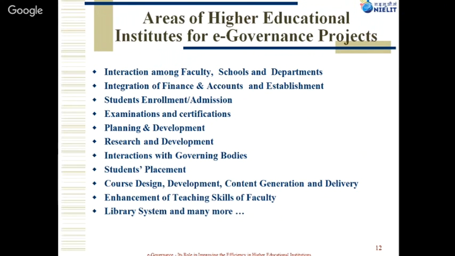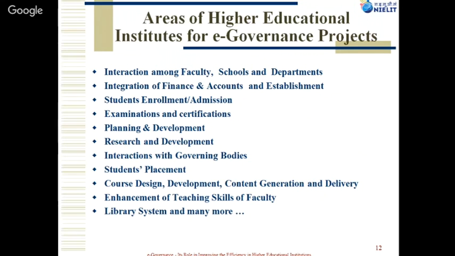These are the areas of an educational institute. I have mentioned a few. Those are common to all higher educational institutes. A higher educational institute can be a university also. For example, interaction among faculty, students, schools and departments, like a university has various departments, various schools, various faculties, and how they can interact with each other. This is one activity that can be taken up as an e-governance project so that they can share their knowledge.